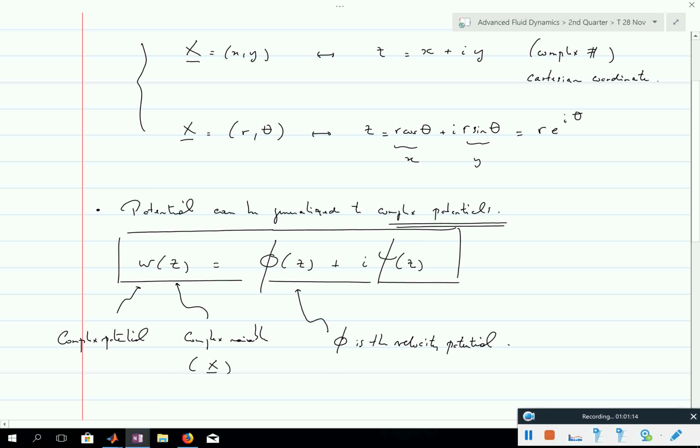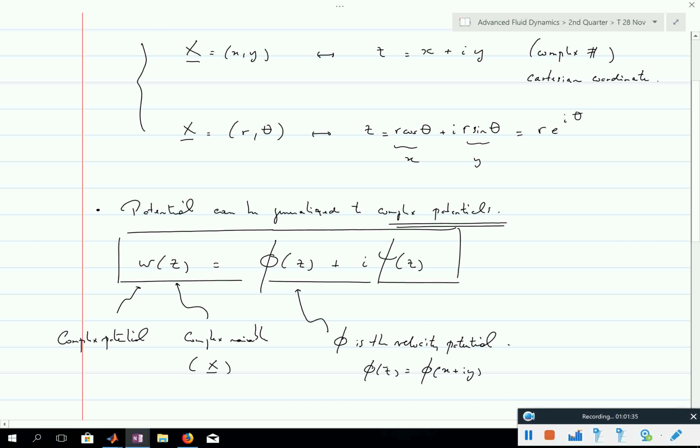Okay? So instead of writing phi as a function of z, really phi here is a function of x plus iy. So you could think about phi as a function of x and y, and if you took the gradient of this function, you would have exactly the velocity field. So this phi, the real part, is the potential.